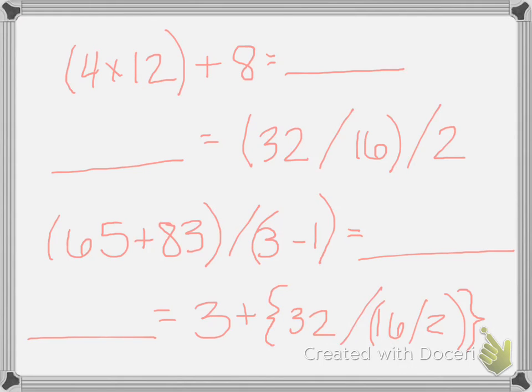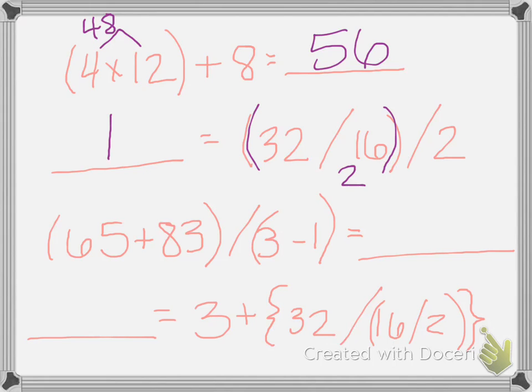Number 3 says solve. So first we have 4 times 12. 4 times 12 is 48. Then 48 plus 8 is 56. For B, first we have our parentheses, which means we first have to do 32 divided by 16, which is 2. Then we have 2 divided by 2, which is 1.